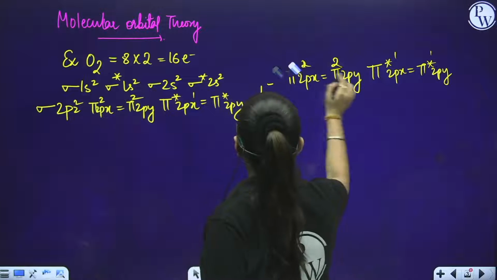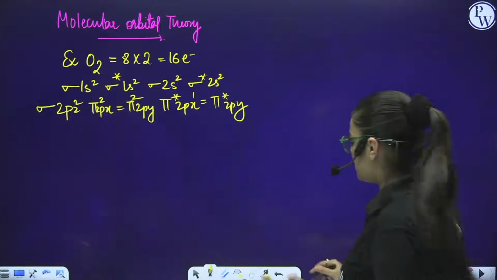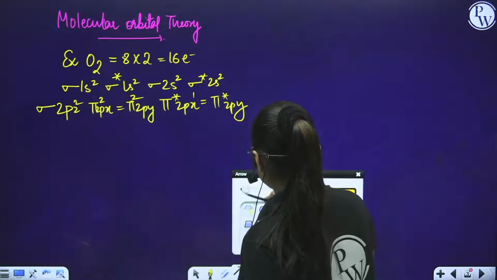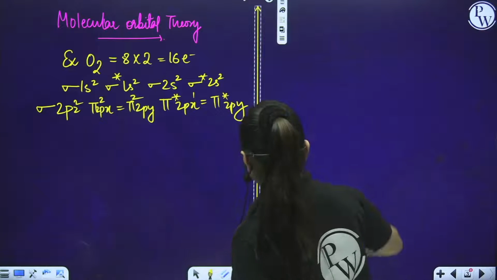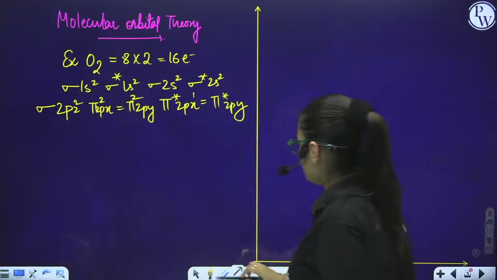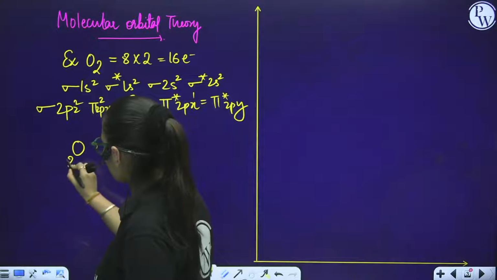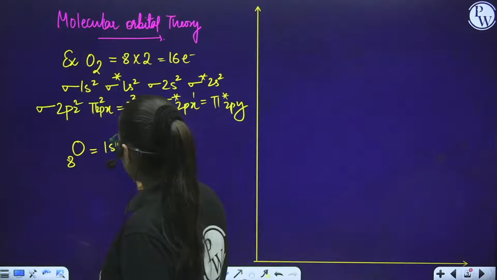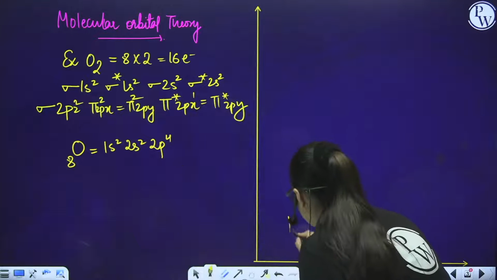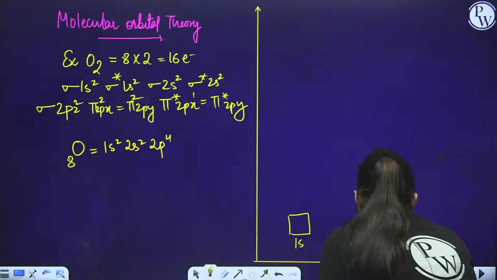I have written the electronic configuration over here so that I can draw my energy level diagram for the case of O2. See students, initially we very well know that one oxygen atom has atomic number 8. It is going to be 1s2, 2s2, 2p4, right everybody? So this is your initial oxygen atom with 1s. This is another oxygen atom with 1s.